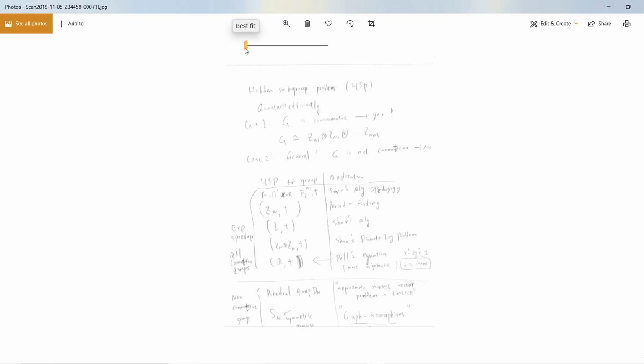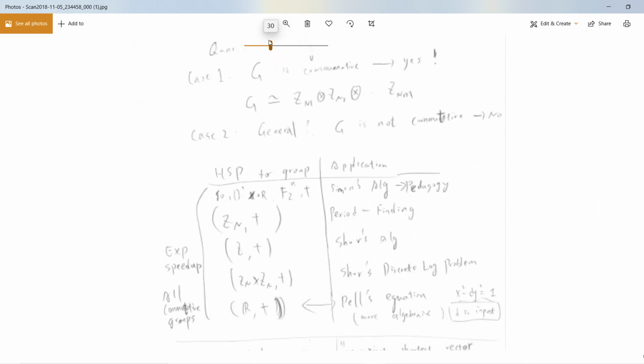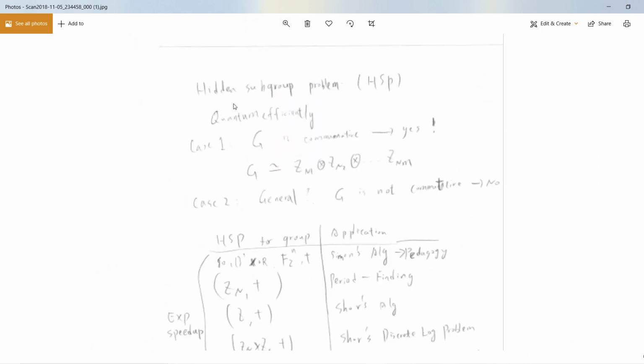So in this video, let's talk a little bit about the so-called quantum hidden subgroup problem. Just a short video to summarize it a little bit, as a generalization of Shor's algorithm.